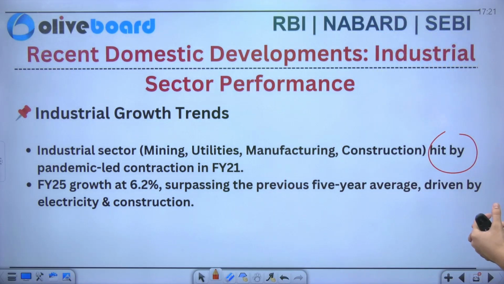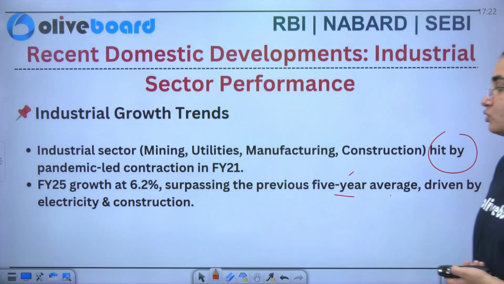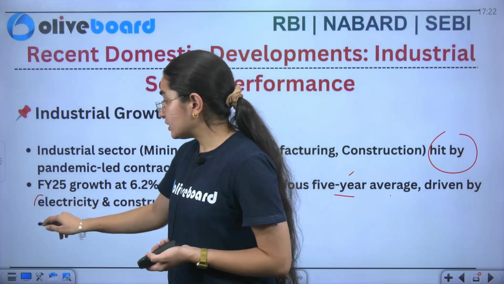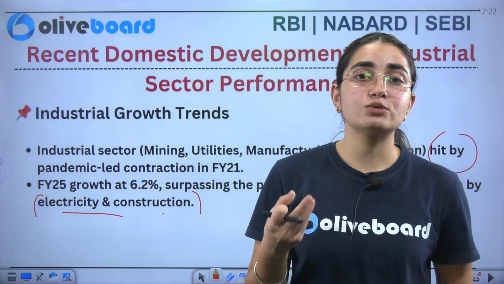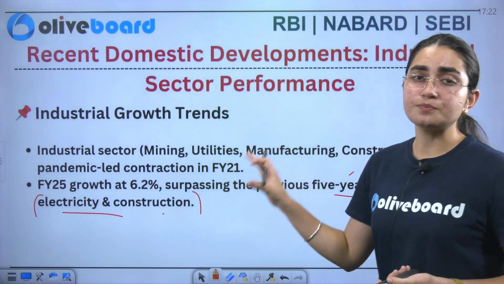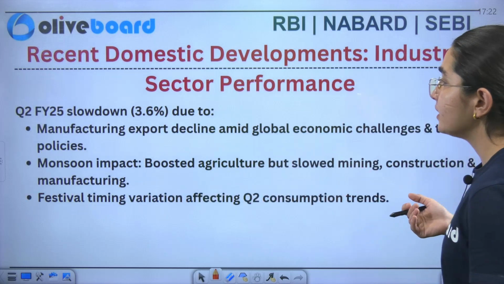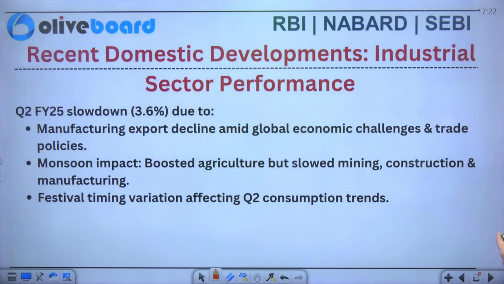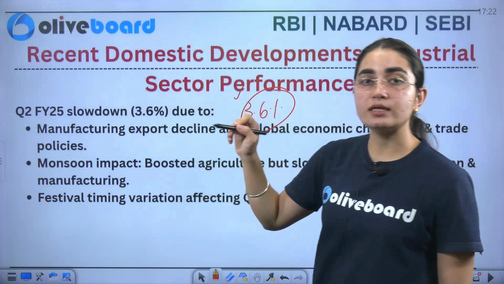Now, financial year 2025 growth is at 6.2%, surpassing the previous 5-year average, driven by electricity as well as construction. So we are improving here. We are watching some improvement, which is specifically contributed by your electricity as well as your construction sector, which is here at 6.2%. It is higher if I compare it with the past 5 years. Now, if I specifically talk about quarter 2 of financial year 2025, the growth slowed to 3.6%. It is just at 3.6%. Now we'll see what the factors behind it are.